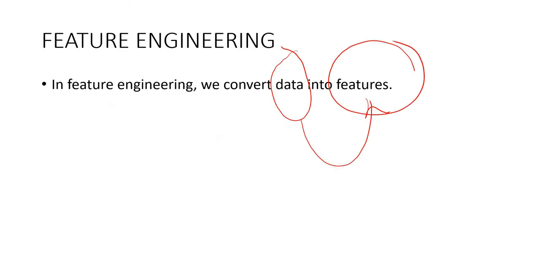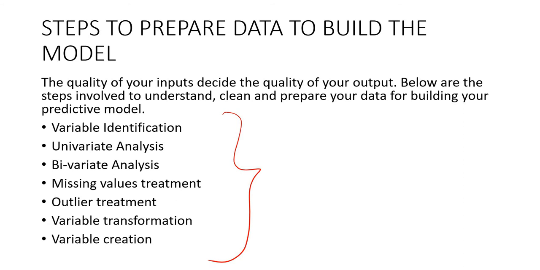Let me give a quick introduction to feature engineering. In feature engineering, we convert data into features. That's what we do under feature engineering. These are all the different steps we need to follow under feature engineering. The philosophy of feature engineering is that the quality of your inputs decides the quality of your output. As far as the data scientist is concerned, 80% of his time is spent on feature engineering. So you can understand the importance of feature engineering.